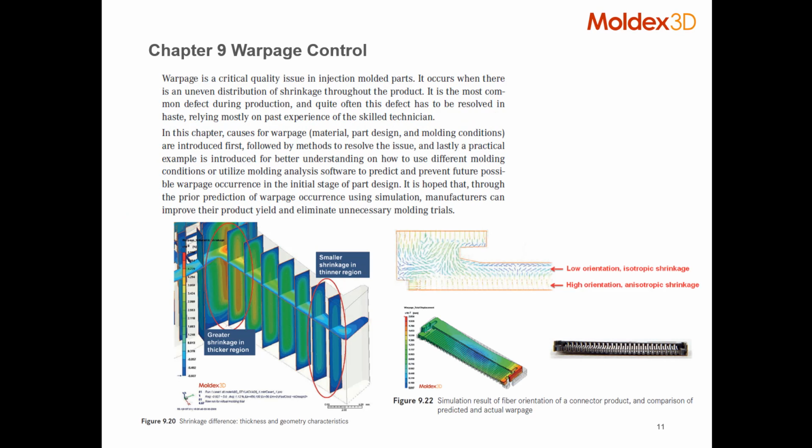Warpage is a critical quality issue in injection molded parts. It occurs when there is an uneven distribution of shrinkage throughout the product. In this chapter, causes for warpage are introduced first, then it will come to the methods to resolve the issue, and lastly, a practical example is introduced for better understanding on how to use different molding conditions or utilize molding analysis to predict and prevent future possible warpage.